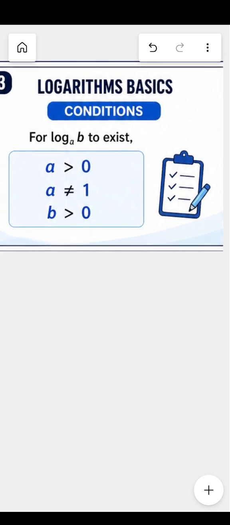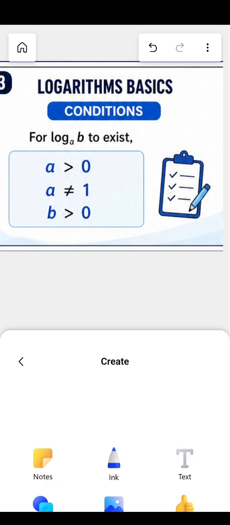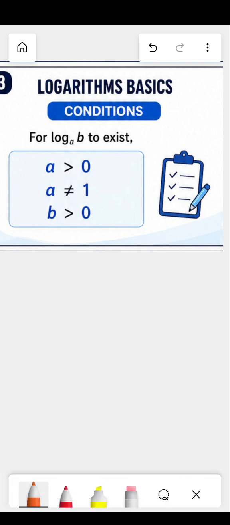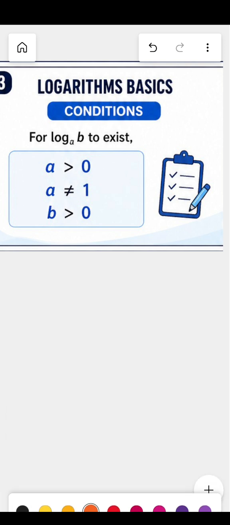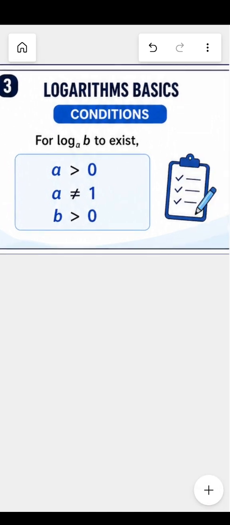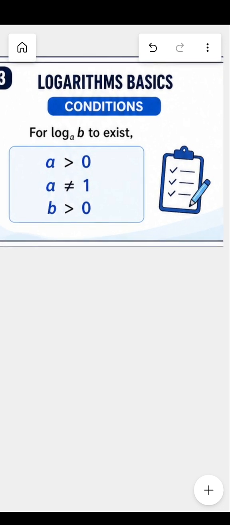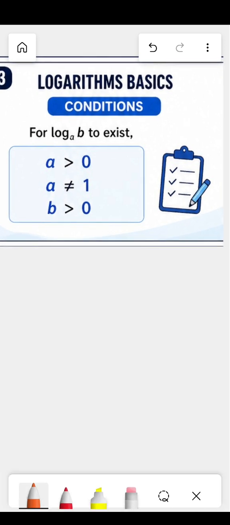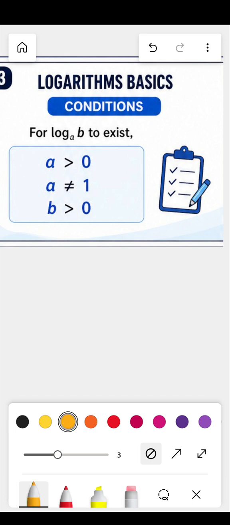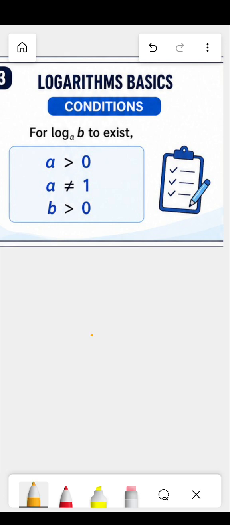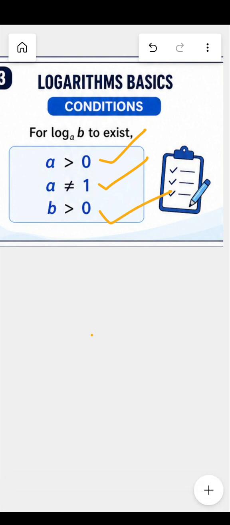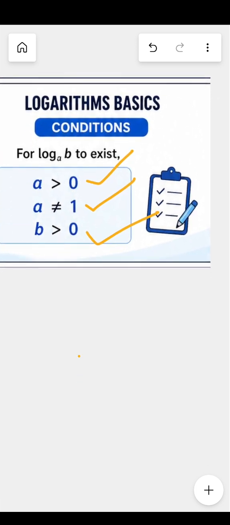Next, what are the major conditions in the definition? Already I explained: a is always greater than 0 and a is not equal to 0, and b is also always greater than 0. So a, b are any two positive numbers here.